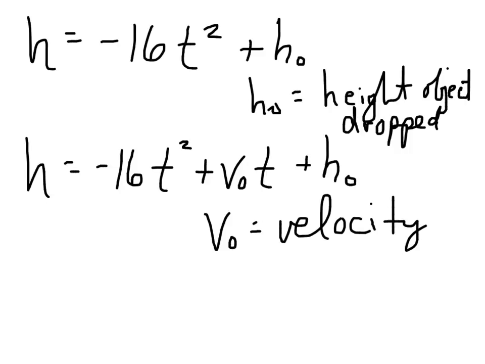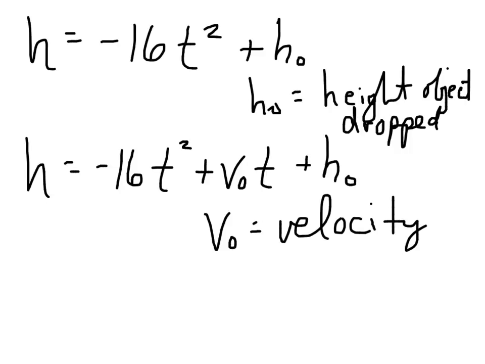On 63, for instance, it says, in a volleyball game, a player on one team spikes the ball over the net where the ball is 10 feet above the court. So what is that in my problem? That's the height. It said 10 feet above, so therefore that's my h0. The spike drives the ball downward with an initial velocity of 55 feet per second. So where does that go? That goes in the v0.